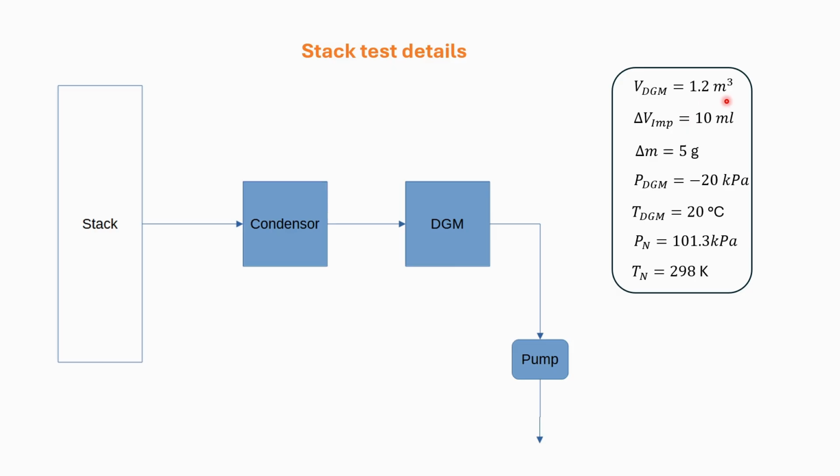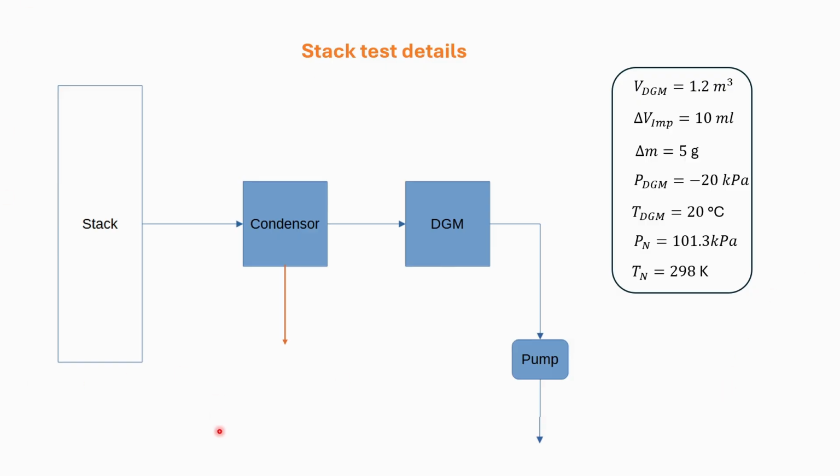It's a DGM volume of 1.2 cubic meters. Your impingers collected 10 milliliters of water, so you started with 200 milliliters and finished with 210 milliliters. The silica gel gained 5 grams in mass. Your average DGM pressure was minus 20 kilopascal, that's the gauge pressure. The temperature of your dry gas meter was 20 degrees Celsius, and for our purposes we are going to normalize using a pressure of 101.3 kilopascal and 298 Kelvin, which is 25 degrees Celsius.